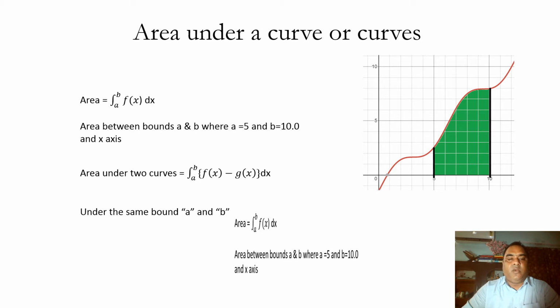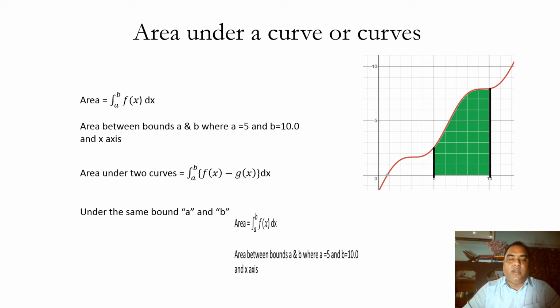Okay. In order to calculate the area bound by a function or a curve and the x-axis, what we do is we do a definite integral of the function from a given bound a to b, and we calculate that. In case of area bound by two curves, what we do is we subtract one of them from the other one, and then do the integral within the given bound.